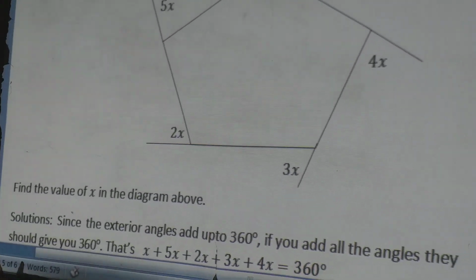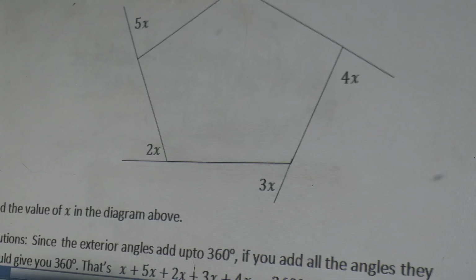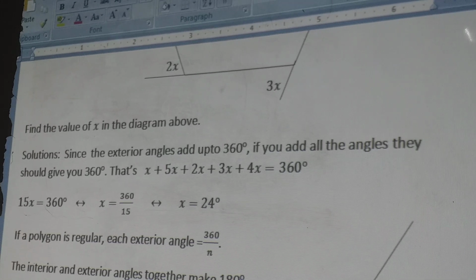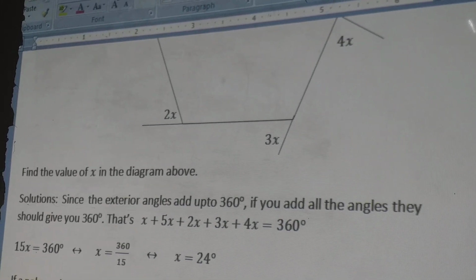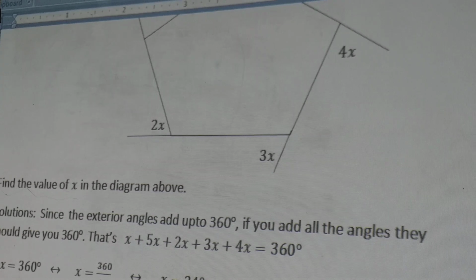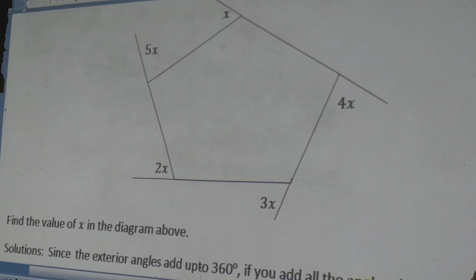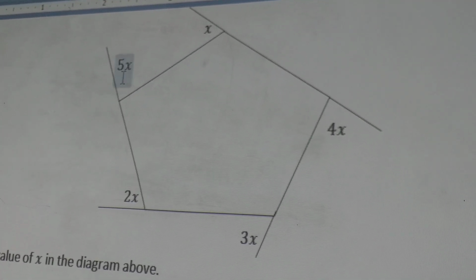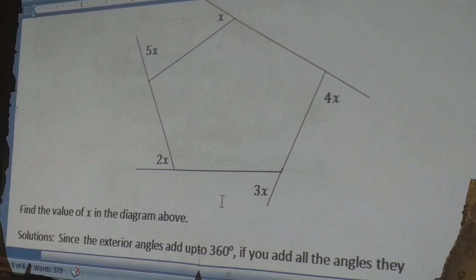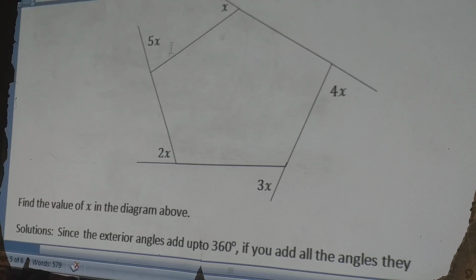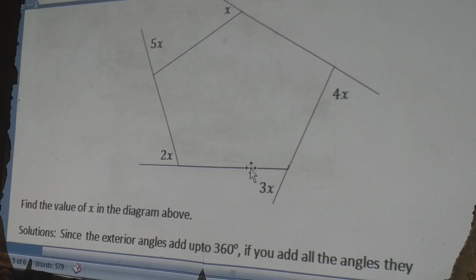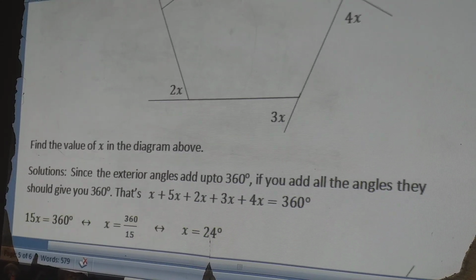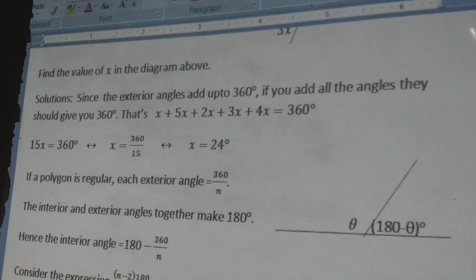Let's look at this example which says find the value of x in the diagram above. In this diagram we are given exterior angles in terms of x. So what we should know is that if we add these exterior angles, they will give us 360 degrees. So let's add them.